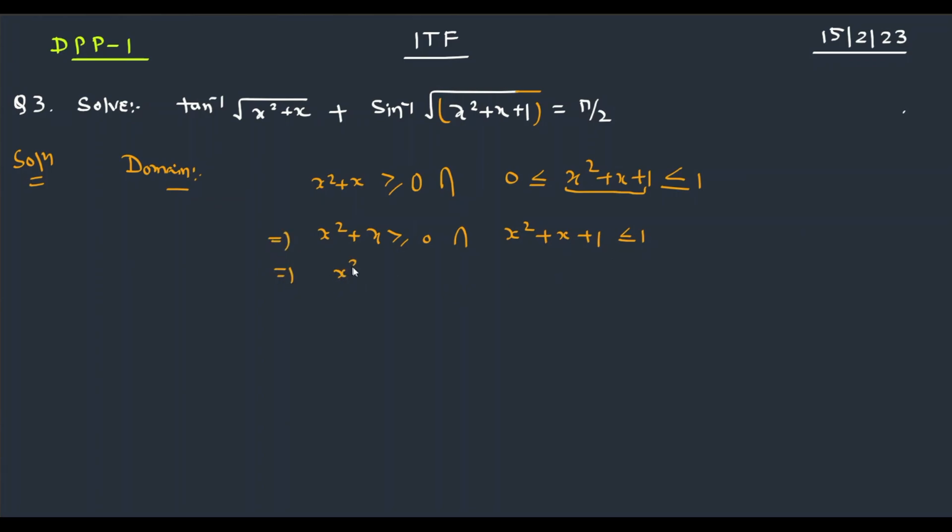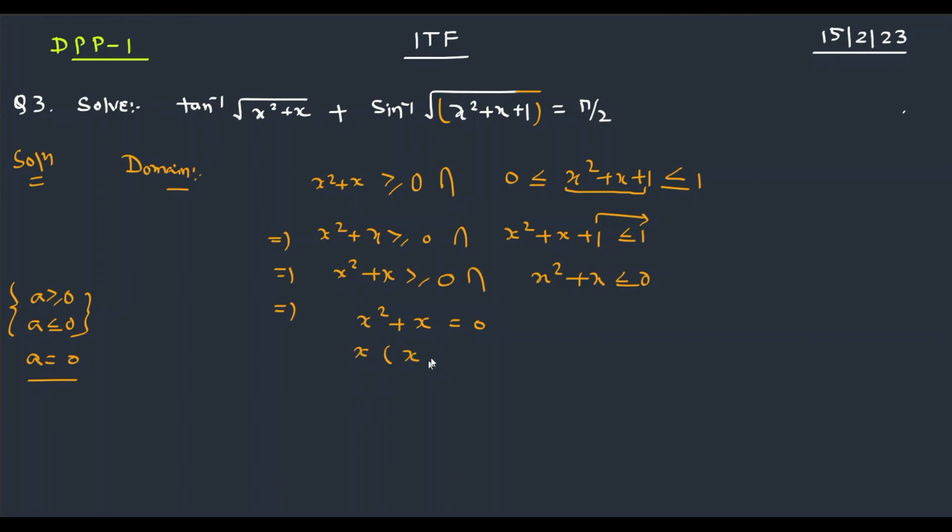Now what we have, x square plus x greater than or equal to 0, at the same time x square plus x less than or equal to 0. Take 1 on the right hand side. So now if you analyze this inequality, suppose I say a greater than or equal to 0, at the same time a less than or equal to 0, so both will be satisfied if a equals 0. So these two conditions are satisfied only when equality happens. So take x common, it will be x times x plus 1 which is equal to 0. So now x equals 0 and minus 1.